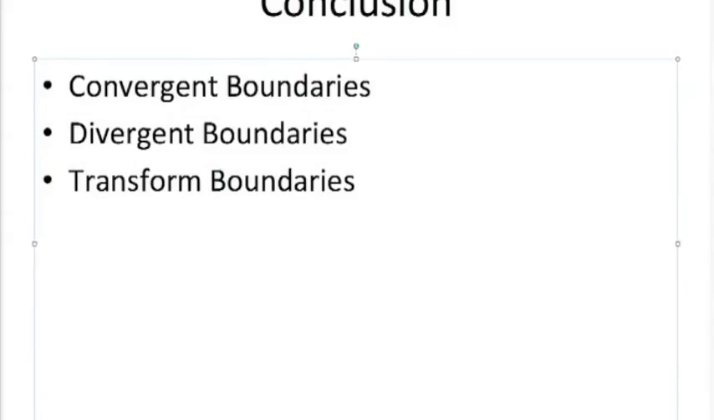So we have looked at the theory of plate tectonics that says that the earth floor is broken into different pieces known as plates, and that these plates move in different directions. They move toward each other, known as convergent. They move away from each other, known as divergent, and they move past each other, known as transform.